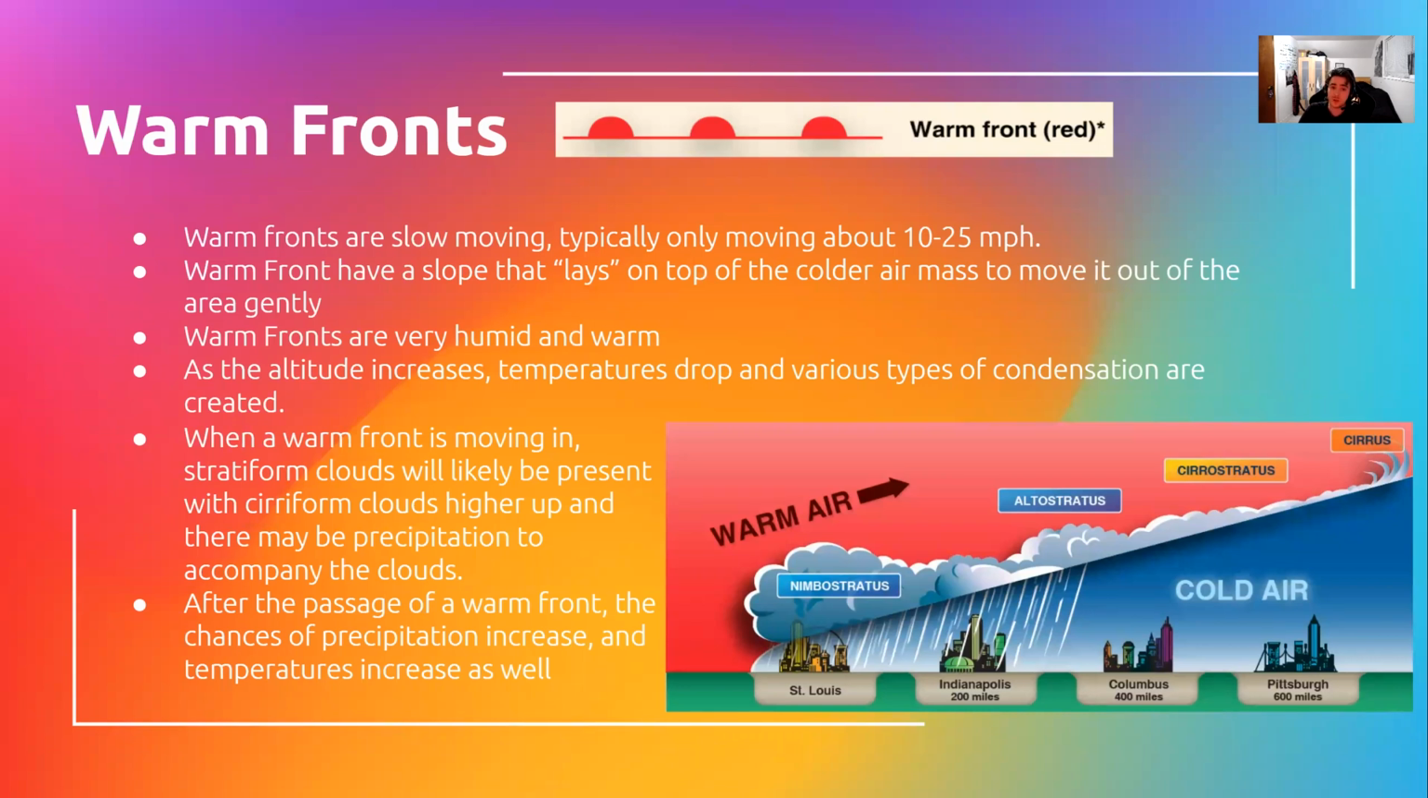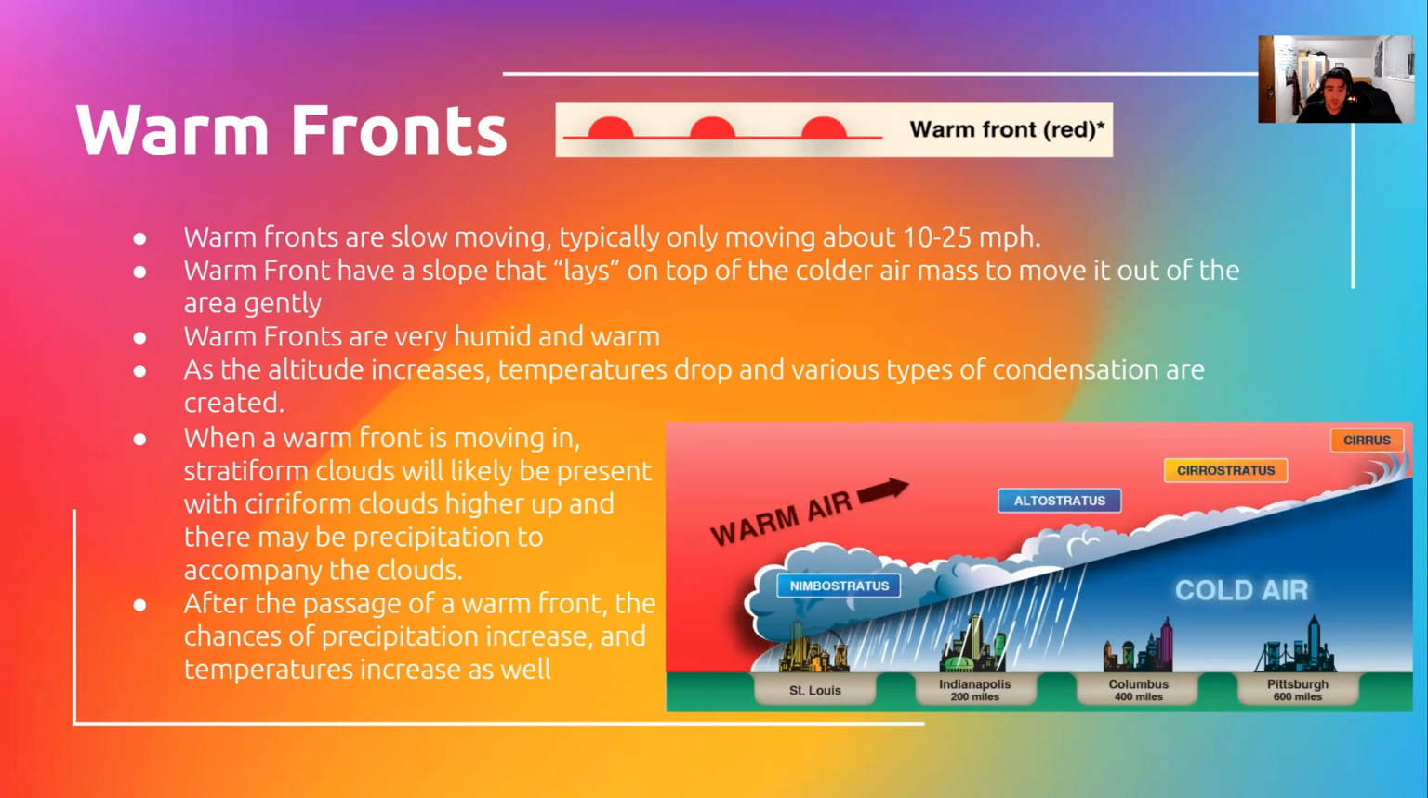Warm fronts, which are depicted as red semicircles on a surface analysis chart, are slow moving, typically only about 10 to 25 miles an hour. Warm fronts have a slope that lays on top of the colder air mass to move it out of the area gently. Warm fronts are very humid and, of course, warm.